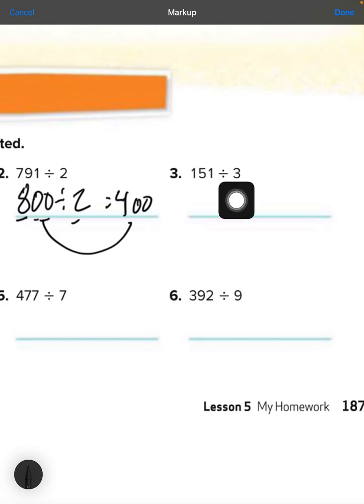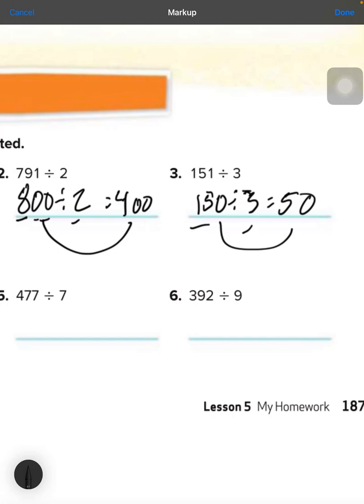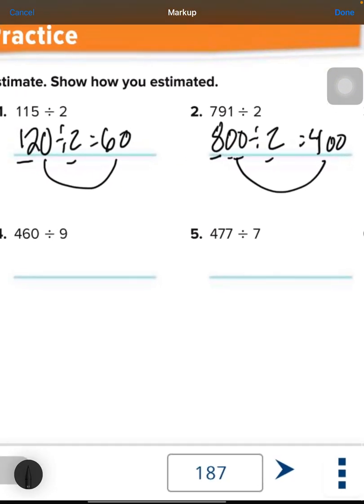Number 3, 151 divided by 3. Well, 150 would be a little easier to work. 150 divided by 3 is about 5. 15 divided by 3 is 5. Bring the 0 over, 50.